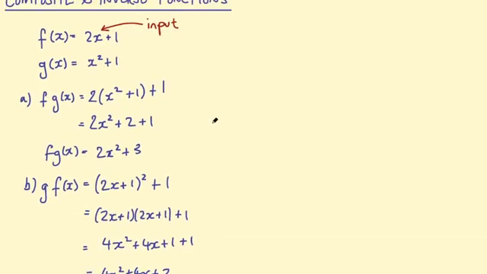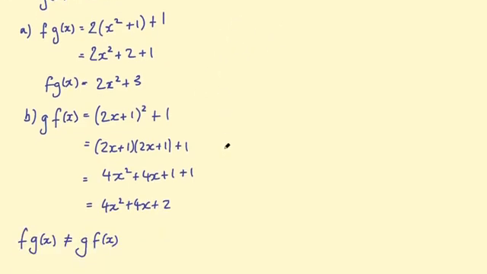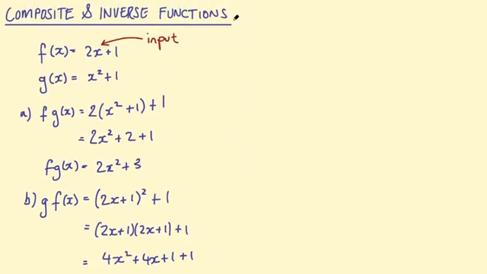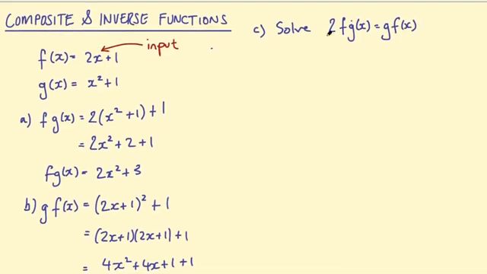And so that's the basics of composite functions, and then questions can get more complicated when you combine different elements of algebra. So we could get a question saying something like: solve 2 f of g equals g of f. So here we need to take the solutions to these functions, make them equal, and then solve the equation.